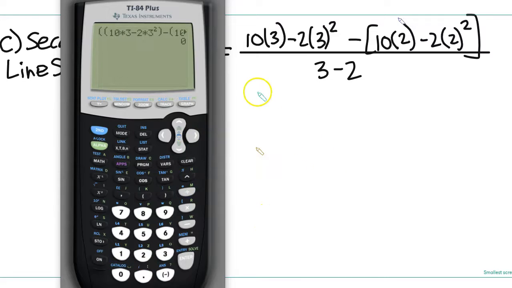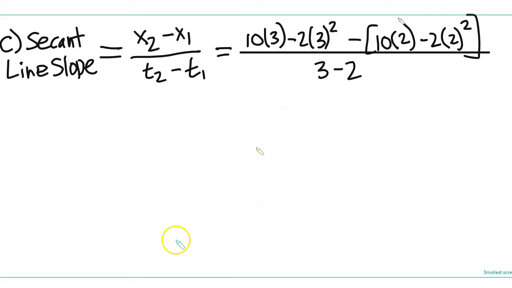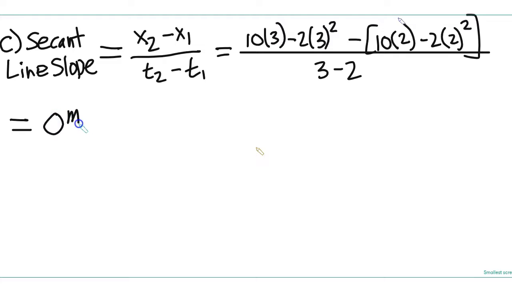But let's see if somebody else got this calculation. Somebody let me know in the chat. What did you get when you got this calculation done? Isaac said you got 0. Anybody else confirm that? Grace got 0? Yes, that is 0. So 0 meters per second.